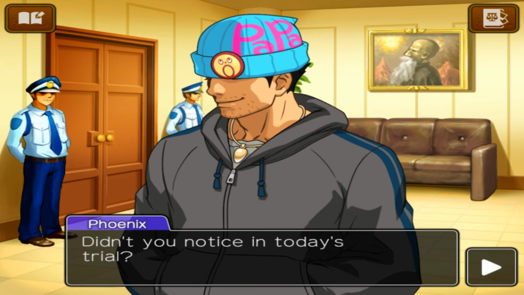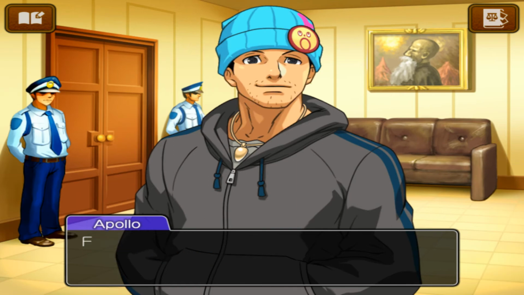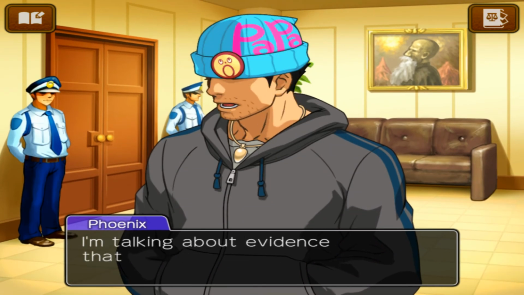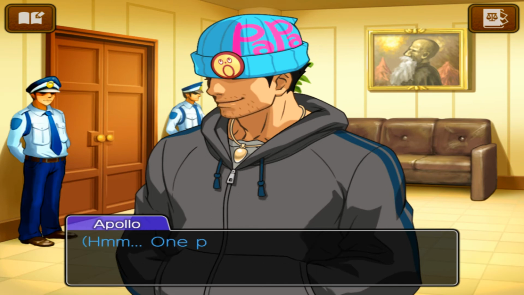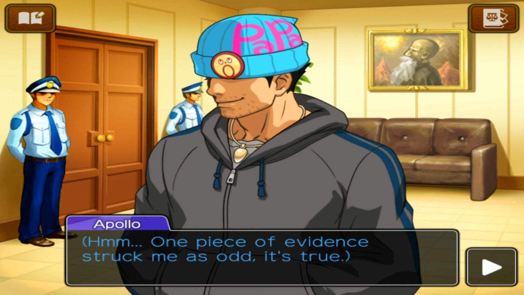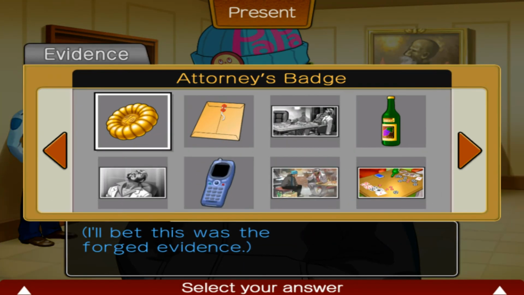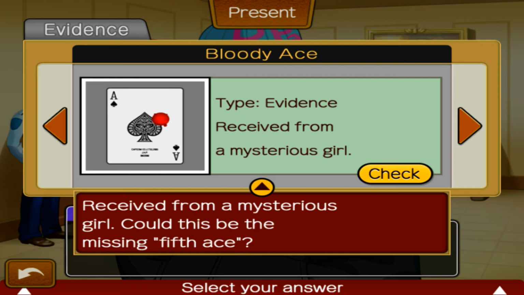Didn't you notice in today's trial? There was a single piece of forged evidence. Forged evidence? What are you talking about? I'm talking about evidence that shouldn't have existed. A naughty magician's trick. One piece of evidence struck me as odd, it's true. It just seemed, well, too perfect. I'll bet this was the forged evidence. It's the card. He even said a magician's trick.